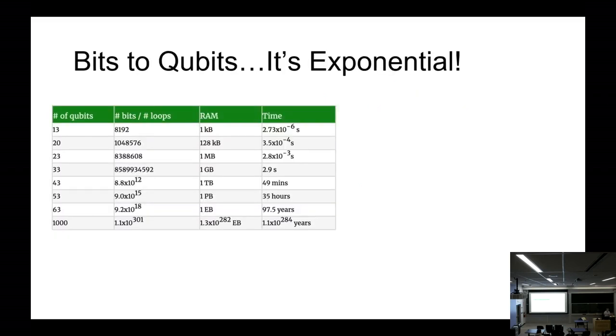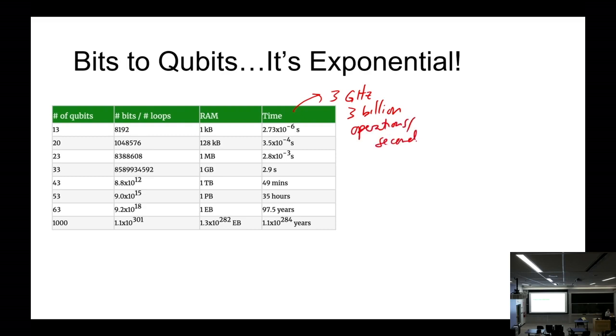All right, so if you start looking at tables like this, which show numbers of qubits versus compute time, this particular table is assuming times based on a classical computer with a clock speed of 3 gigahertz. So that's 3 billion operations per second.